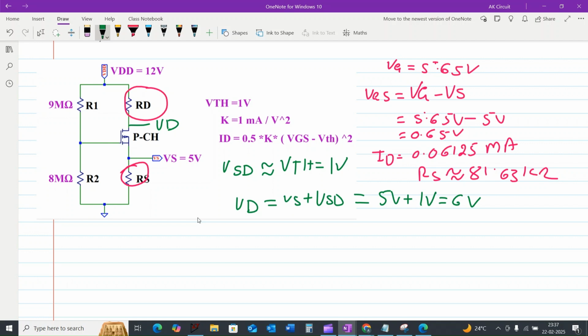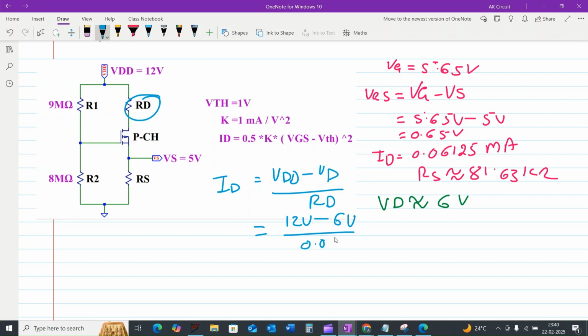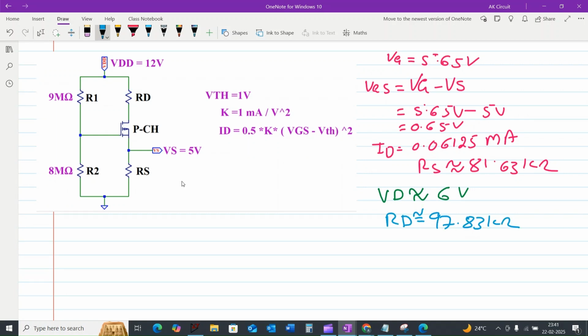Now we can use the relationship between ID and VDD and VD and RD to solve for the value of RD. ID is equal to VDD minus VD divided by RD. By plugging in the values, RD is equal to 12 volt minus 6 volt divided by 0.06125 milliamps, which is 6 volt divided by 0.06125 milliamps, and which is approximately equal to 97.83 kilo ohm.